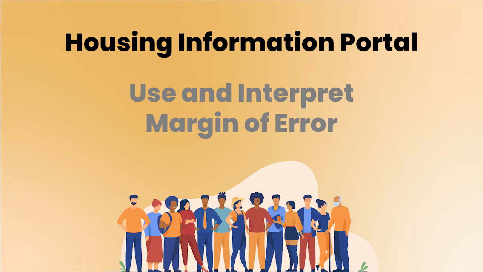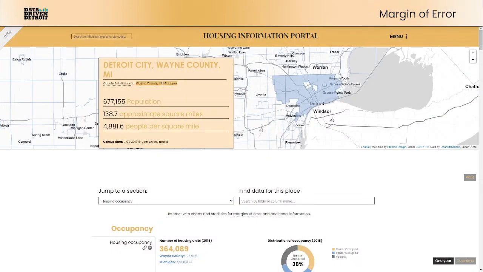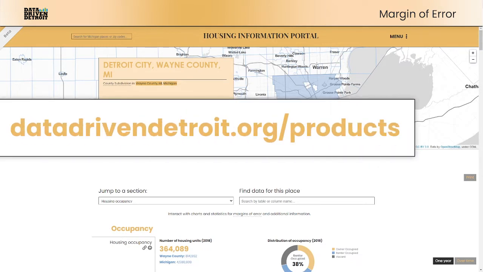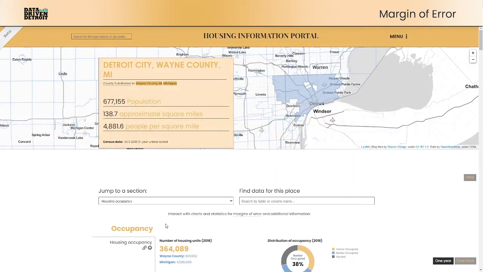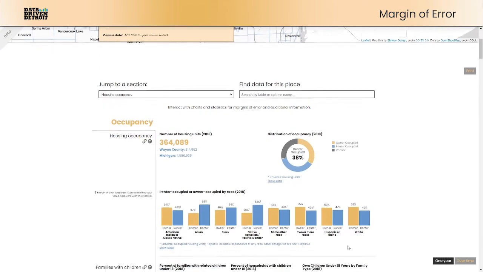Today, I'm going to talk about our housing information portal and walk you through how to use and interpret the margin of error. We're going to start on Detroit's profile page. For more detailed information about using the HIP tools, check out our previous posts on our products page, datadrivendetroit.org/products.